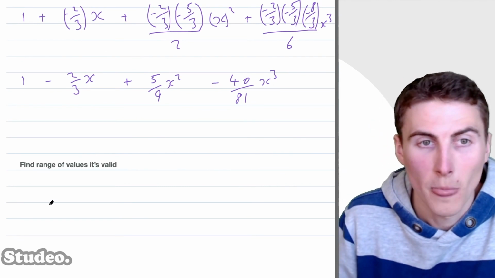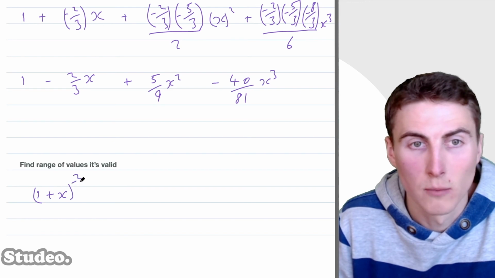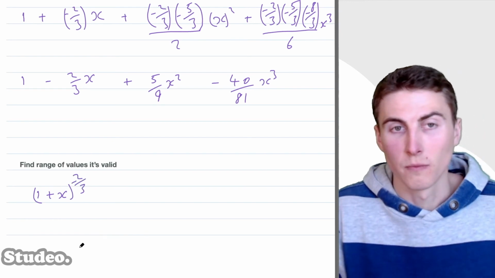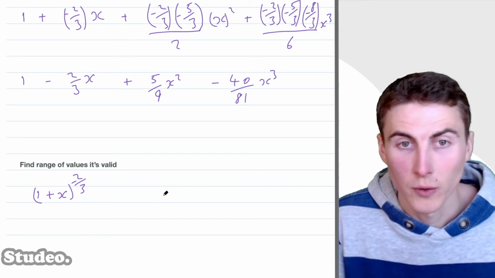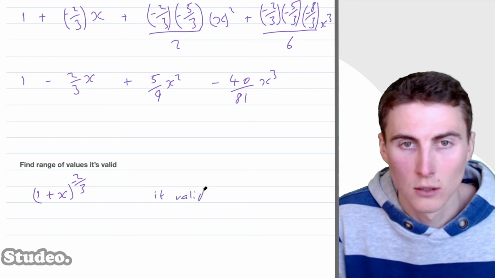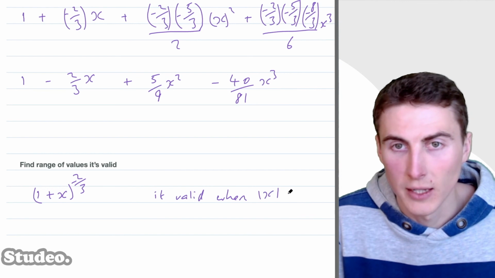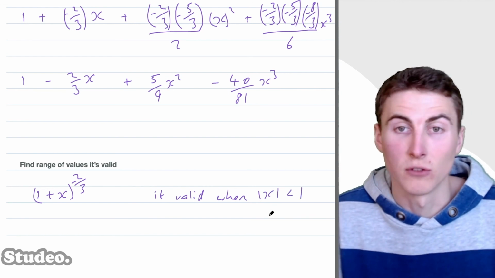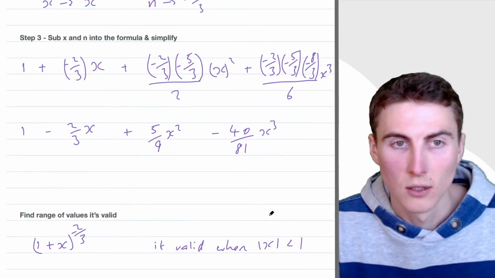So then the last thing we need to do is find the range of values it's valid for. And just to remind you, our expression was 1 plus x to the minus 2/3. But really, this is just the same as we've done in the previous video so far. We just say that it's valid when the modulus of x is less than 1. And there's no need for us to rearrange that or anything. So that's it. We're all done.